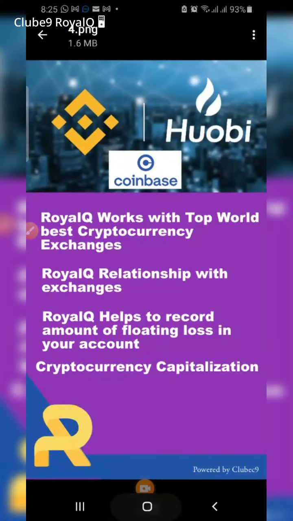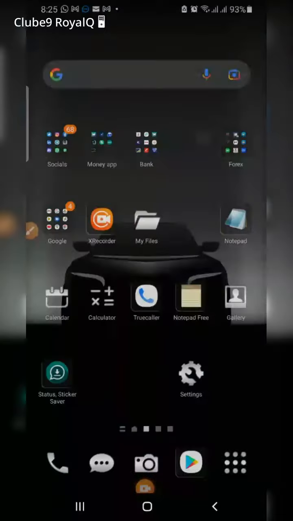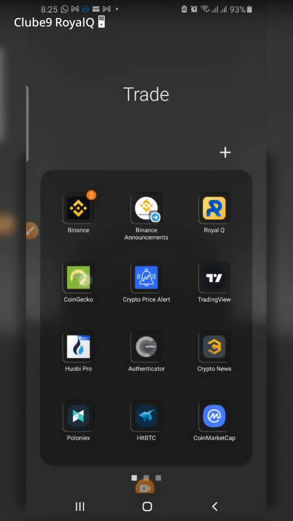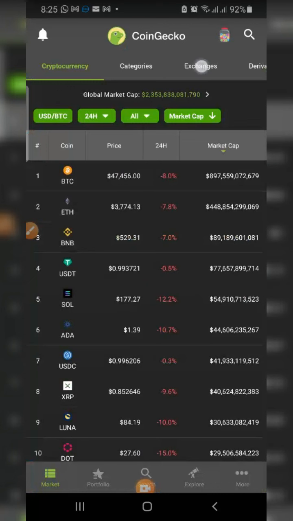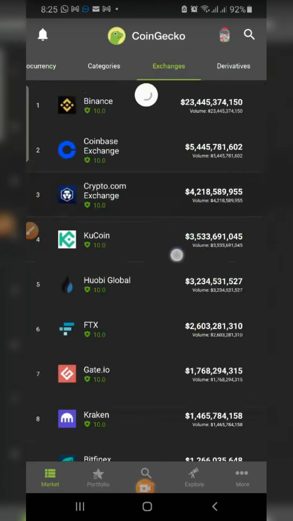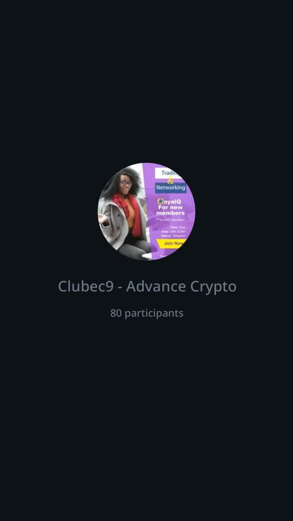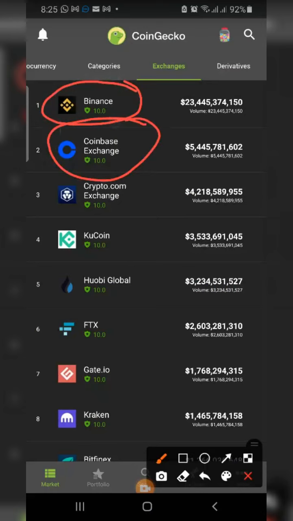Let's check these 3 exchanges and see their ranking. So let's come to CoinGecko. As it opens, we come to exchanges. As you can see, in terms of ranking by volume, Binance is number 1. Then Coinbase follows. Then we have HUOBI at number 5.